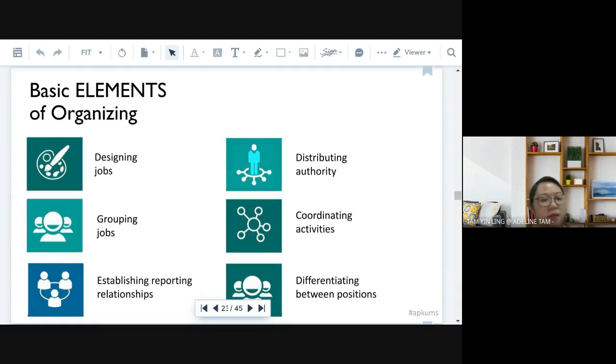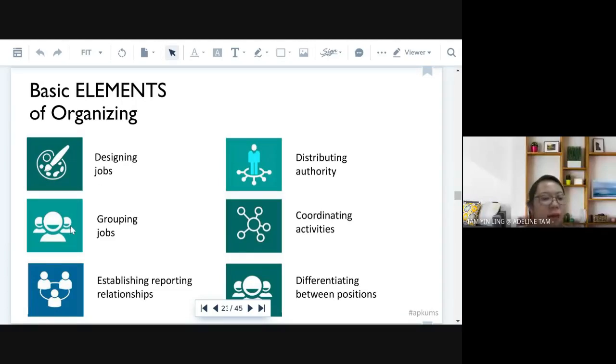So another example is, if you have a secretary, setia usaha, for example, then you need to know what jobs the secretary needs to do. So for example, he needs to write letters, he needs to prepare the minutes, he needs to plan for the meetings, he needs to help the boss to arrange the time, and so on. So these are the jobs. So we design the jobs first.